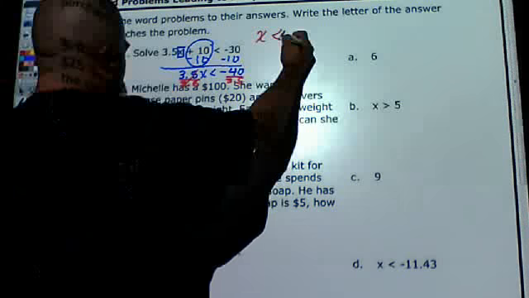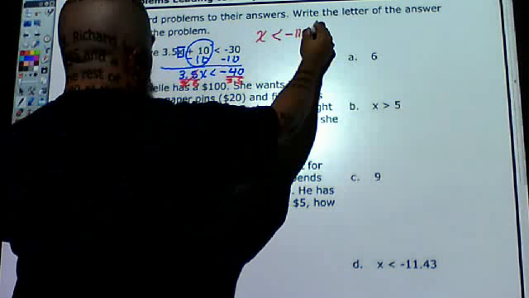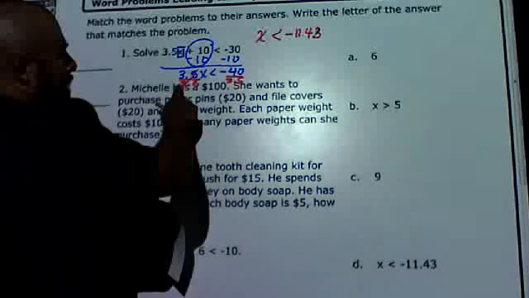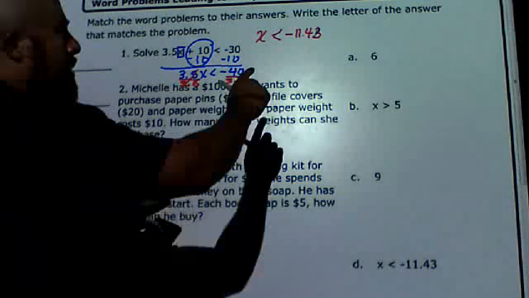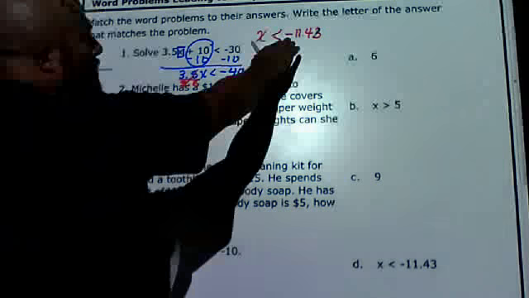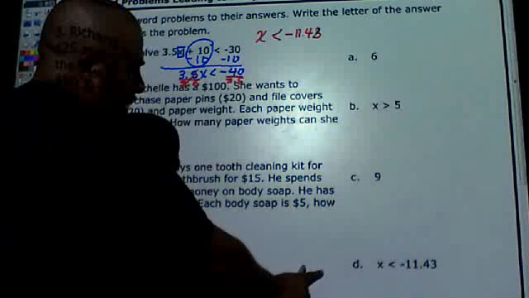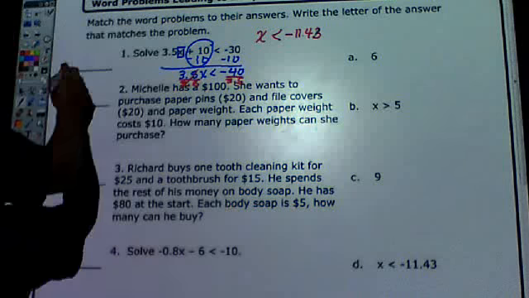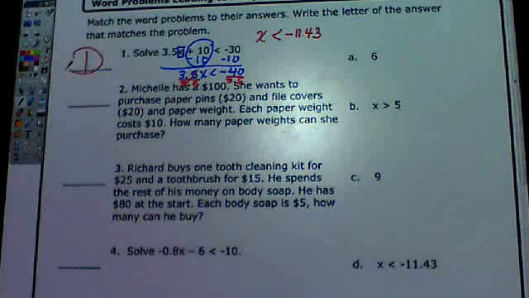They rounded to the nearest tenth, so negative 11.43. Now remember, I do not flip that sign because I divided by a positive. Now if I divide by a negative number, then I would have flipped the inequality sign. And it would have gone from less than to greater than, but I can't do it in this case. And I scroll down, and I see that this is my answer, D, and I put it right there. Okay? Let's go to number two.